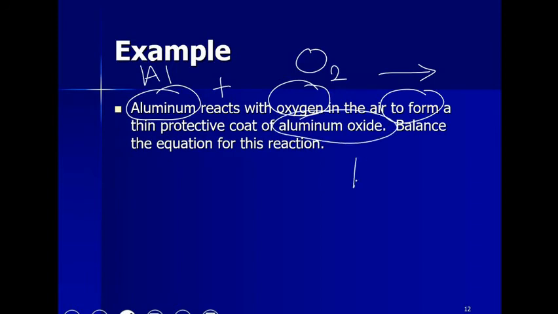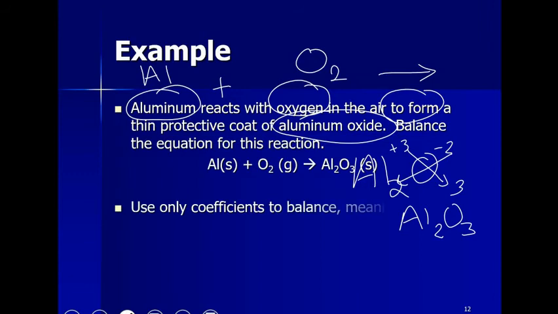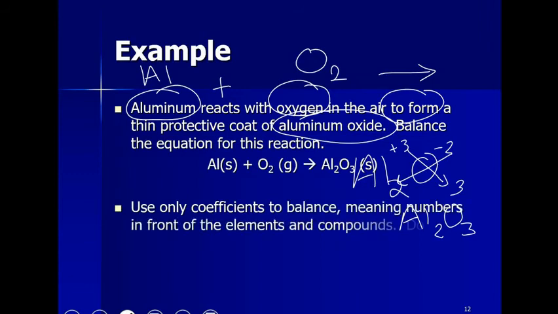So now we need to figure out what aluminum oxide is. We need to think about what our rules are for bonding. Aluminum forms a +3 charge. Oxygen forms a -2. So the 2 swaps down and the 3 swaps down. I end up getting Al2O3. Okay. So when I balance that, I'm going to use only coefficients to balance everything.